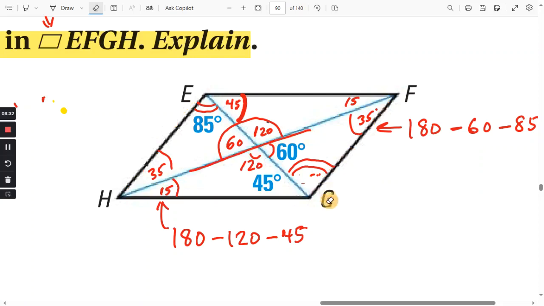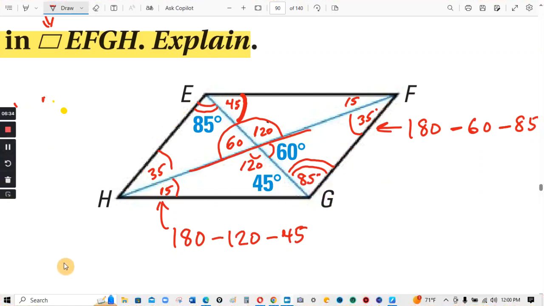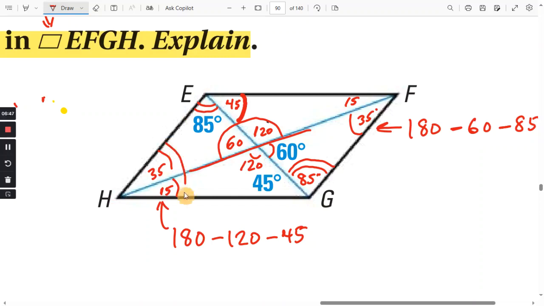All right, so those are all of the angle measures inside that parallelogram. And if they ask you, let's say they ask you EHG, you would just take these two angles here and combine them. 35 plus 15 is going to be 50.